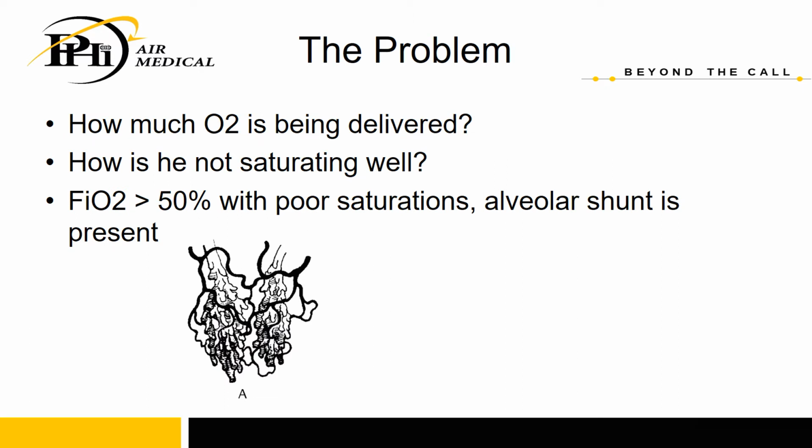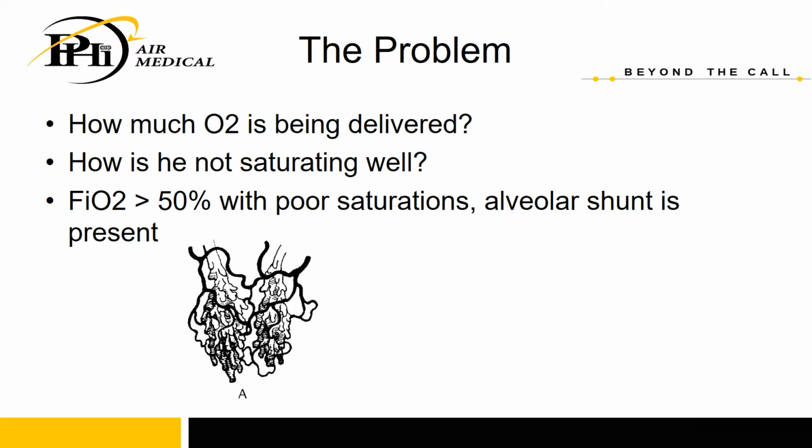So how much oxygen is being delivered to this patient? And we can see from the previous slide that he's getting a ton. He's getting 30 liters per minute delivered into at least his nasal passages and his trachea. So how is he not saturating well? And it's really only one reason. If you have poor oxygen saturation, despite the fact that you're giving an FiO2 of over 50%, and when you're delivering 30 liters per minute into that person's body, then they are definitely at least nearing 100% FiO2.